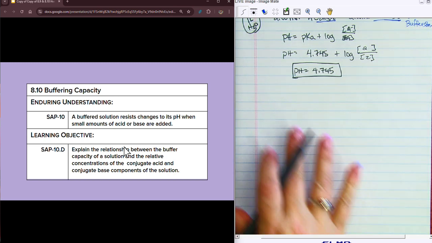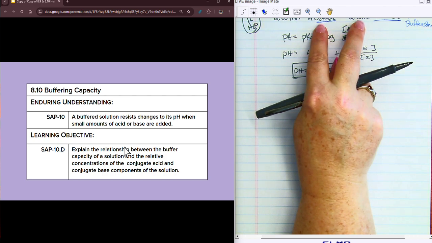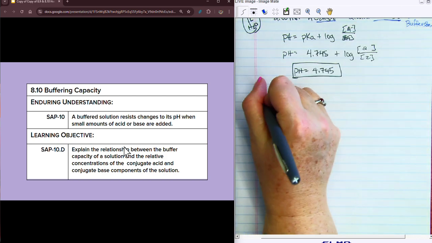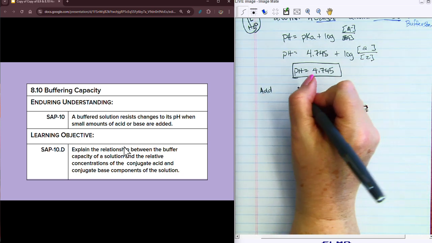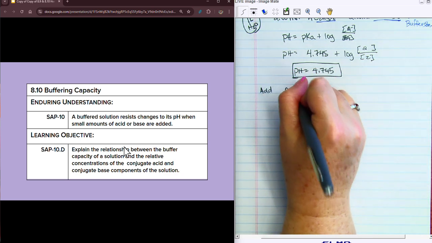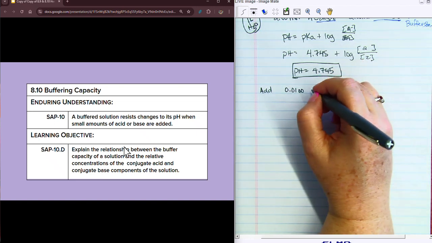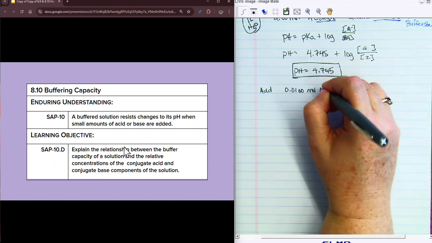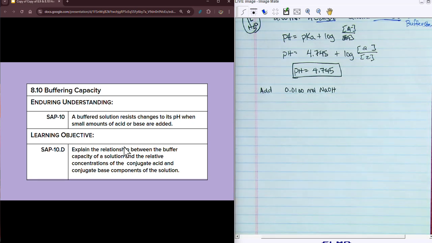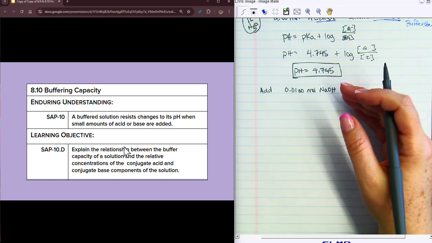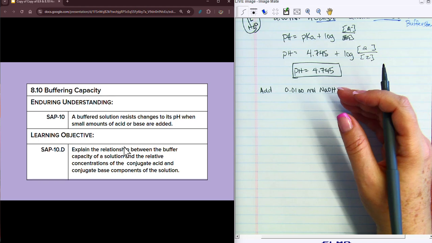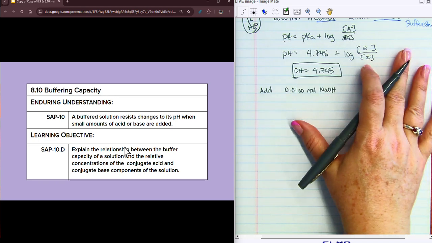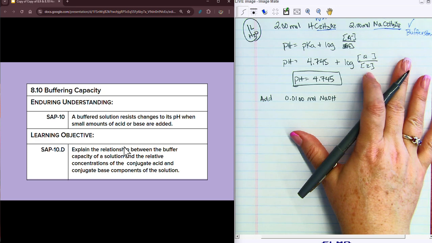But now, we're going to take this same buffer and add 0.0100, so we're keeping our sig figs consistent, moles of NaOH. It's going to react, and they typically tell you that there's no change in volume. So you're still dealing with 1 liter, which makes life a little bit easier, but when they tell you that, just go with it, okay? They're testing you to see if you can handle the math.